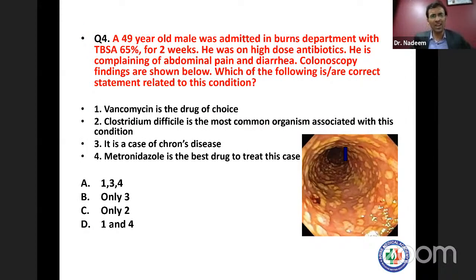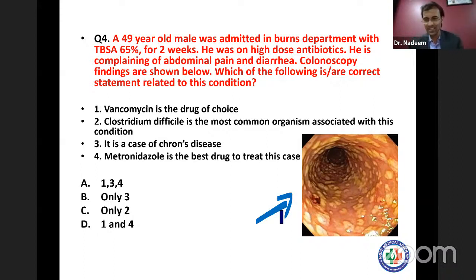Next question, a 49-year-old male was admitted in one's department with total body surface area 65% involved for 2 weeks. He was on high dose antibiotics. He is complaining of abdominal pain and diarrhea. Colonoscopy findings are shown below. Which of the following is or are the right statement related to this condition?